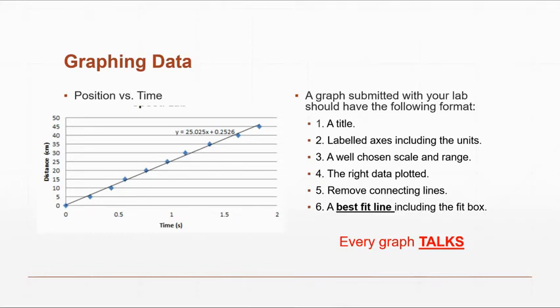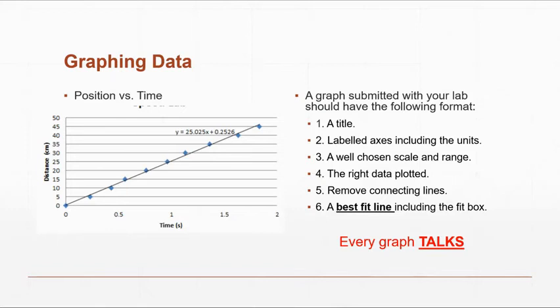So you are going to do your dependent versus your independent variable. A is going to be your axis, where your distance goes and where your time goes. You have labels. So you have labeled your axis with your units, and you've also labeled it with the name.